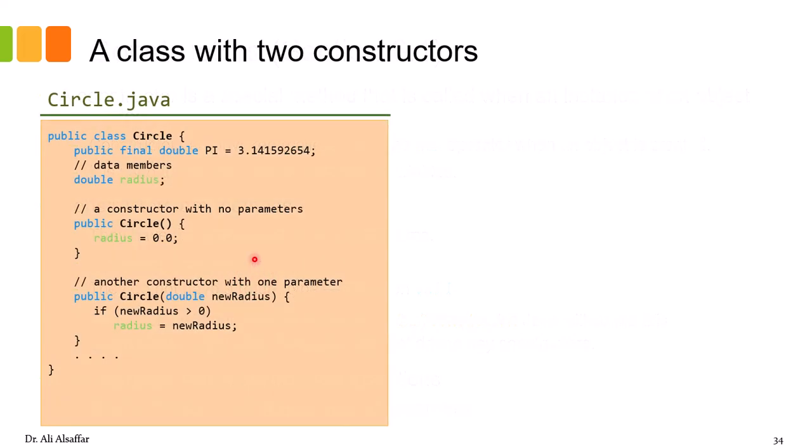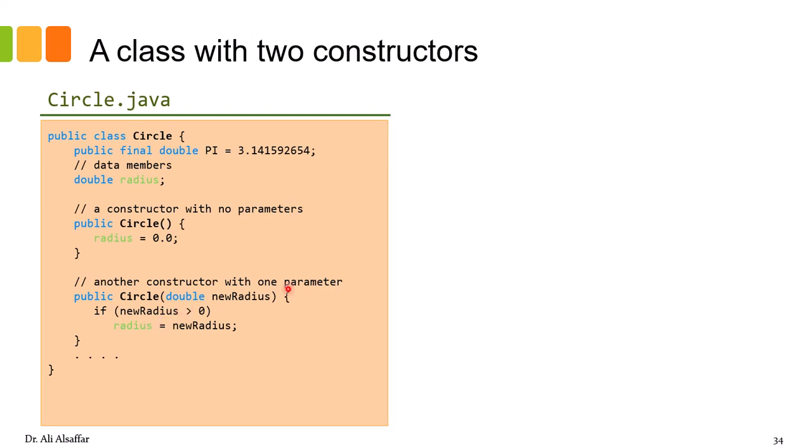In the Circle class, there are two pieces of data inside. One is a constant for pi and the other one is radius. Look at this method. The name is Circle and the class name is also Circle. Since the method has the same name as the class, this is a constructor. And since it does not have any input parameter, it is a default constructor. So what does this constructor do? It initializes radius to 0.